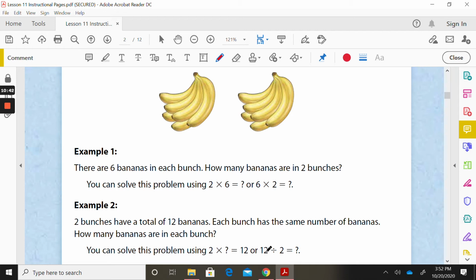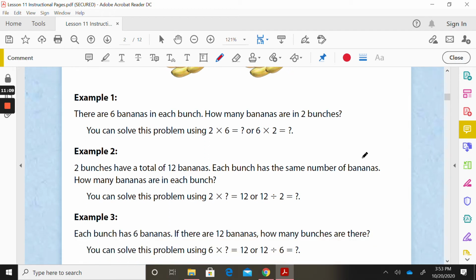Example 2. 2 bunches have a total of 12 bananas. Each bunch has the same number of bananas. How many bananas are in each bunch? You can solve this problem using 2 times the unknown equals 12, or you can do 12 divided by 2 would give you the unknown number.